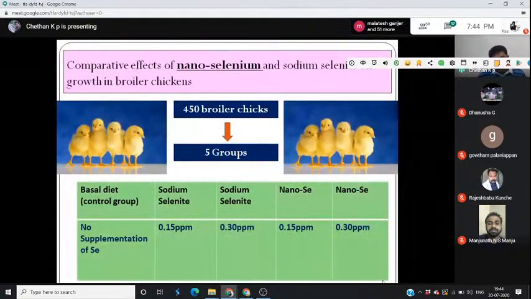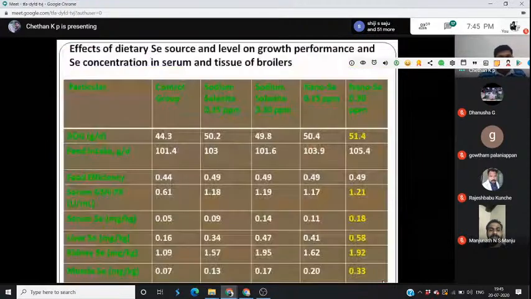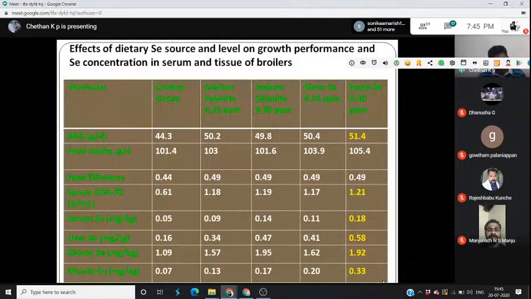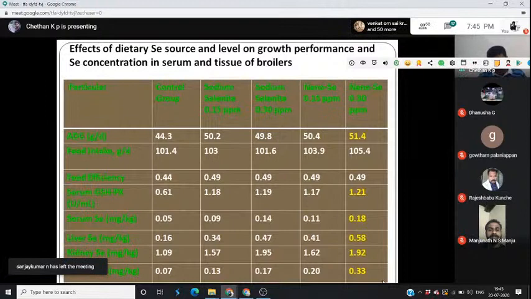The same study in the case of broilers: the comparative effects of nano selenium and sodium selenate on growth in broiler chickens. They used inorganic at 2 levels, 0.15 and 0.3 ppm, and similarly nano selenium at 2 levels, 0.15 and 0.3 ppm. They found that at 0.3 ppm there was better performance, especially with regard to average daily gain, serum glutathione peroxidase concentration, and serum selenium concentration, and even in the liver, kidney, and muscle it had a better concentration.